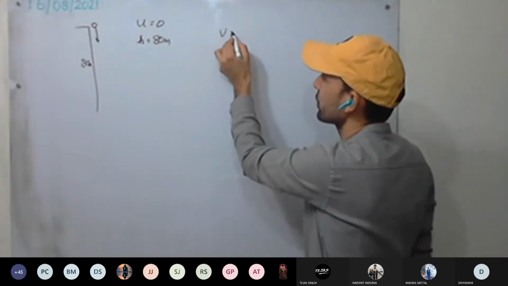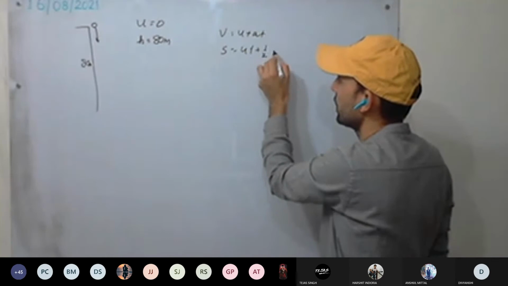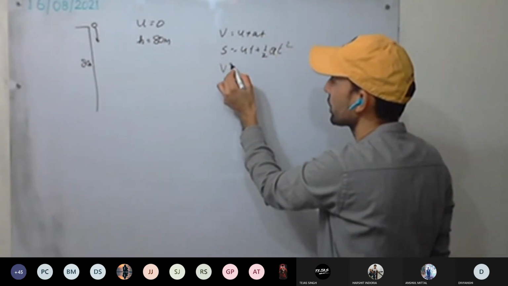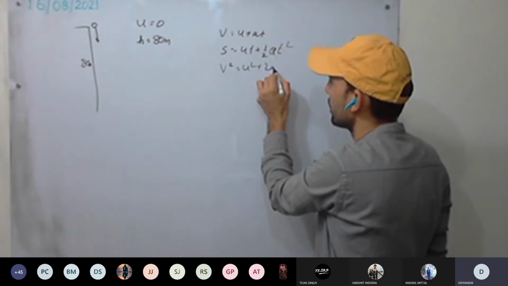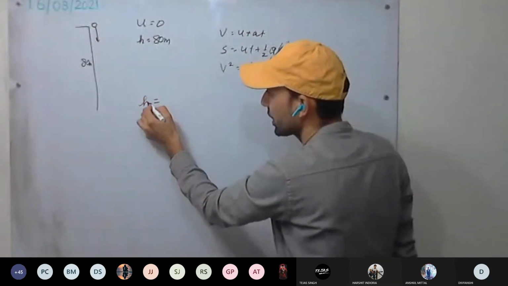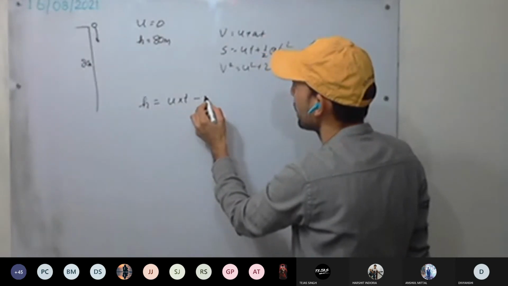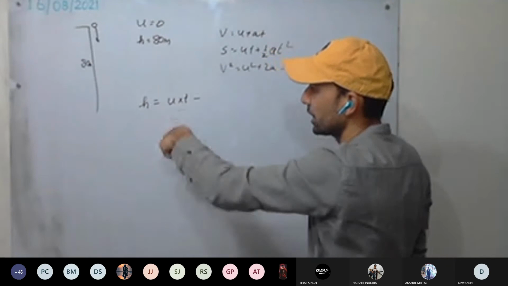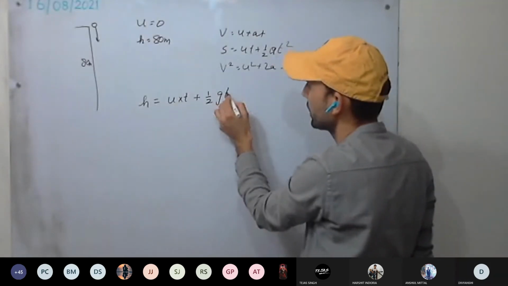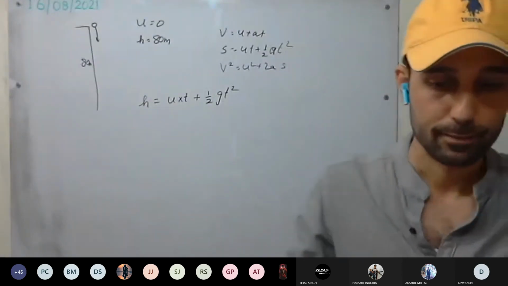So how can you calculate? v equal to u plus gt, s equal to ut plus half gt square. Which formula are you going to use, second or third? The second formula. S, that is h, is given, ut is 0, and plus g, since it is going downward, it will be accelerating: plus half g t square. Time you have to calculate.